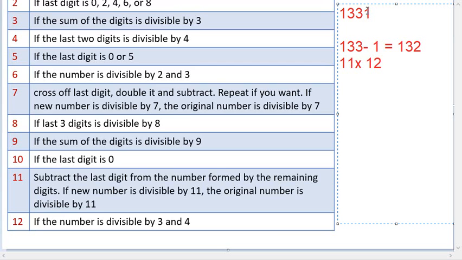Subtract the last digit from the new number, means 133 minus 1, that is 132. Now is 132 divisible by 11? Yes, 11 into 12 is 132, because 11 11s are 121 and remaining 11 only. So 121 plus 11 is 132. 11 into 12 is 132. So that's why this is another test of divisibility for 11.